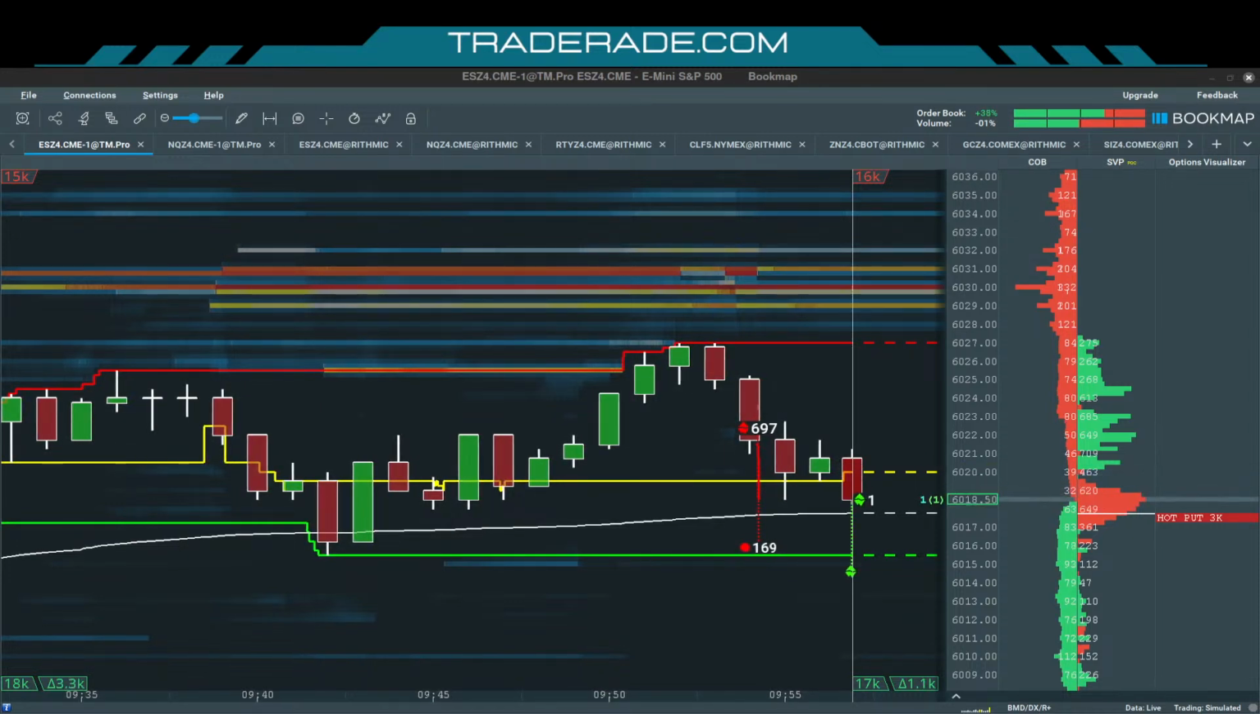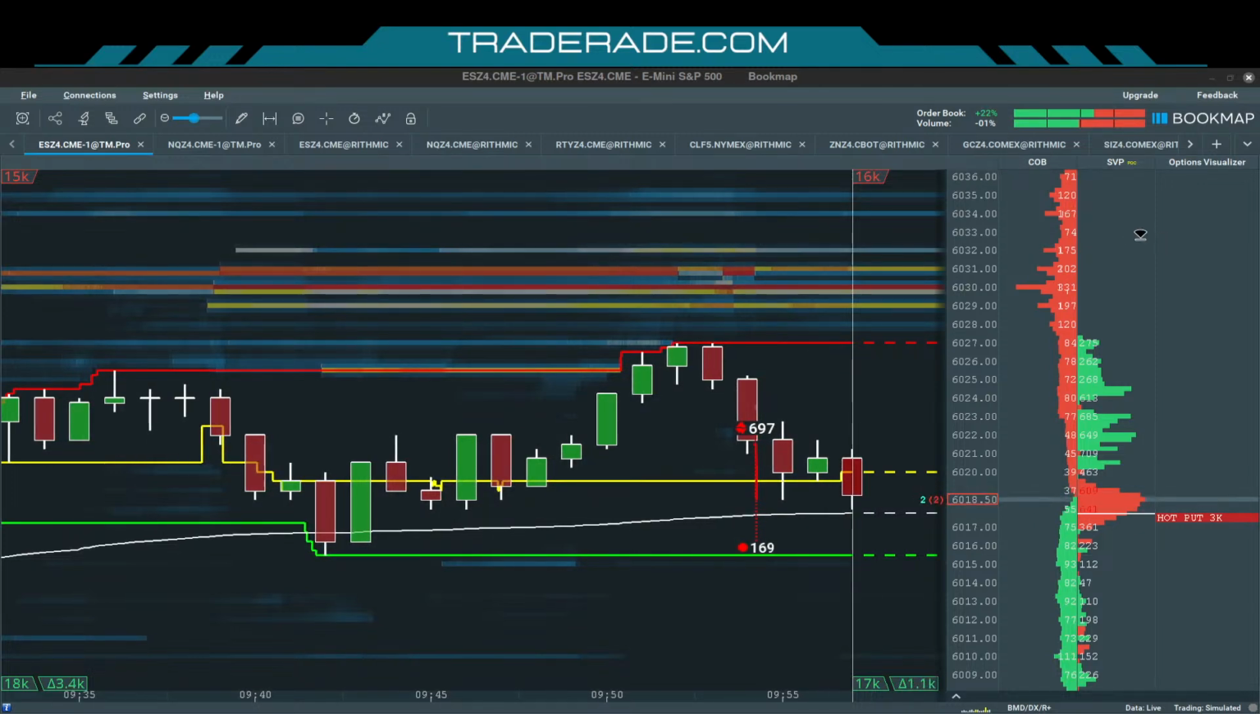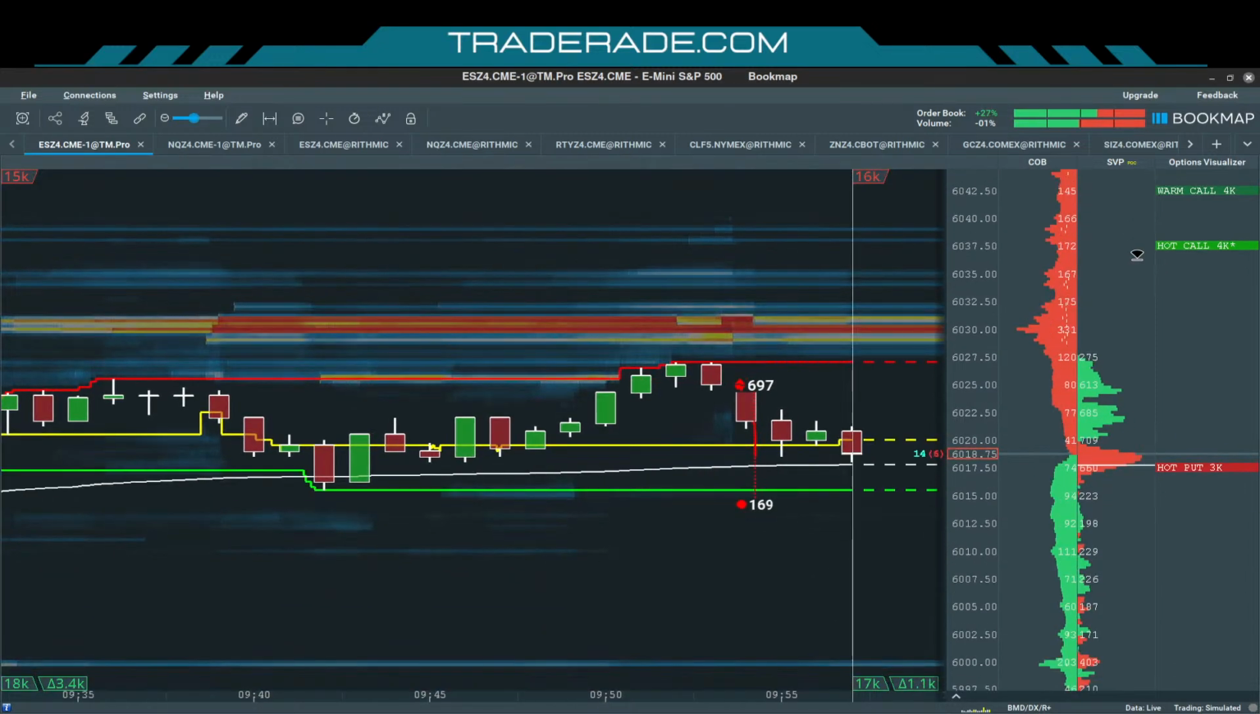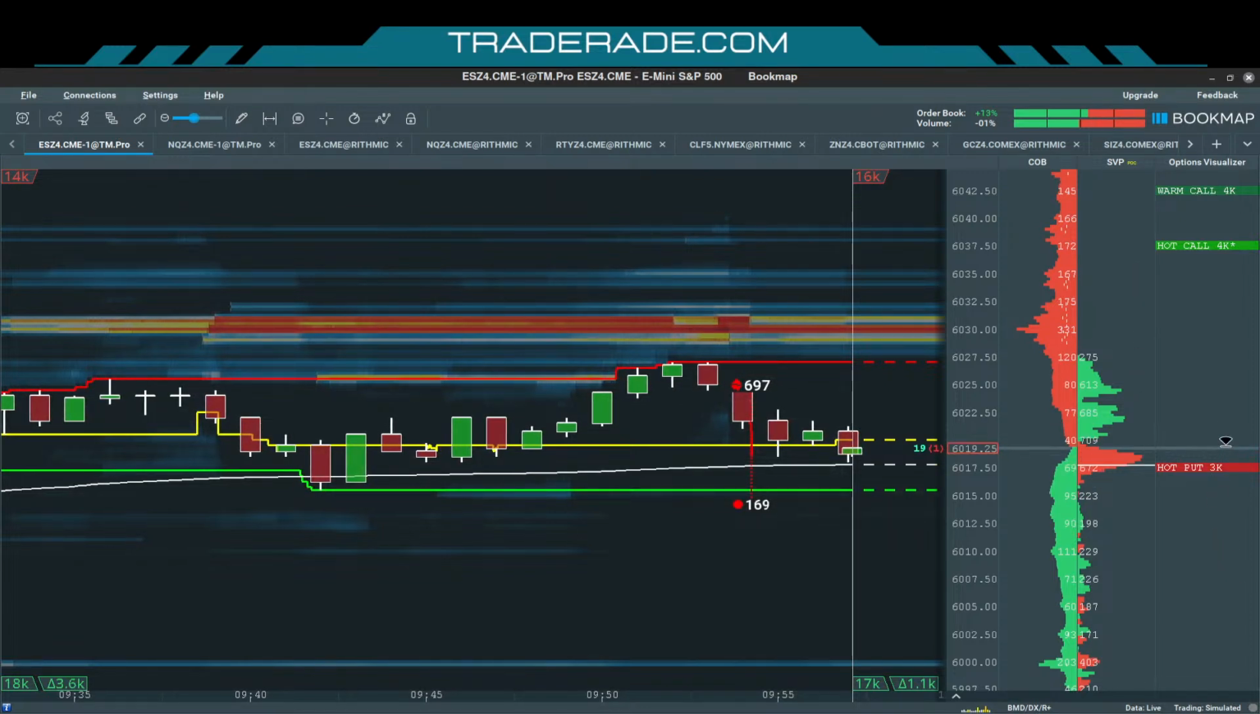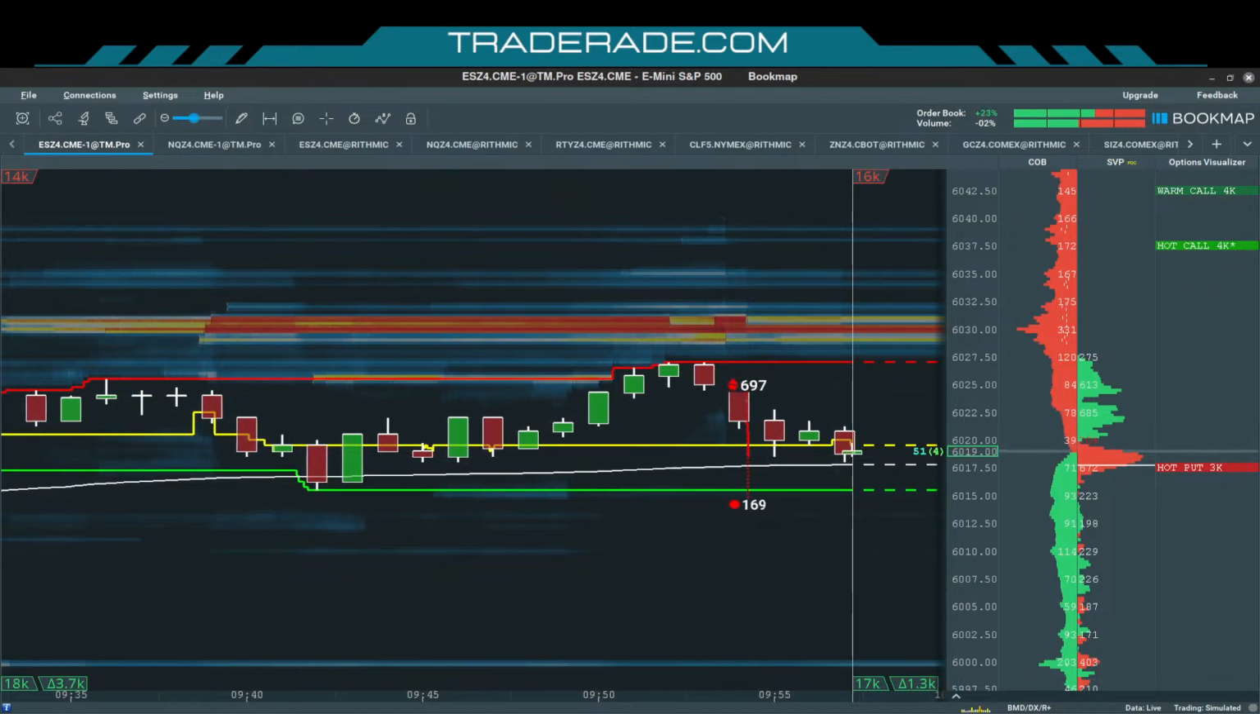And starting to make a push below the point of control here, now testing VWAP. And we are seeing that hot put activity actually start to grow here. And that is at our favorite level, S&P 6000, which translates to ES 6017.50 here. So that is another area to kind of be aware of.